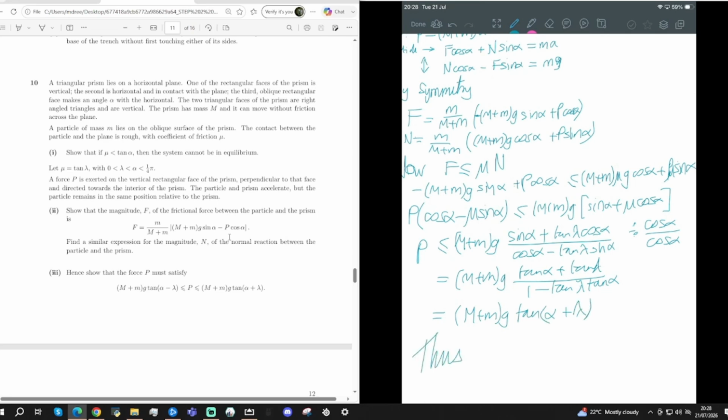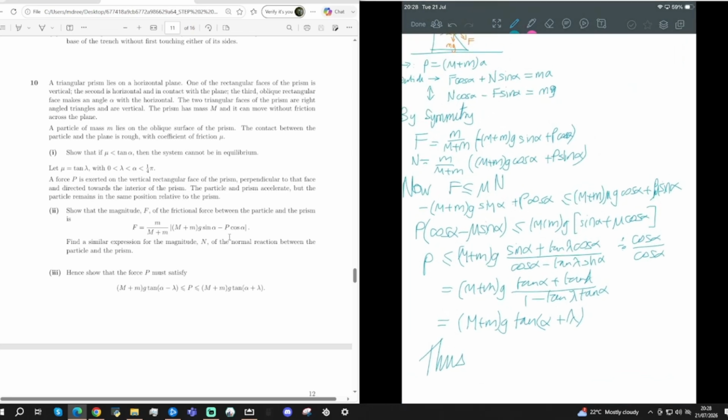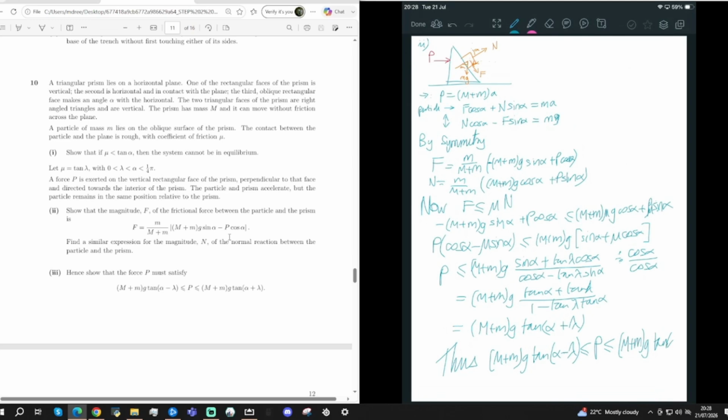Thus, we can write our conclusion. (M plus m) g tan of alpha minus lambda is less than or equal to P. That's what we got at the end of the last page. Is less than or equal to (M plus m) g tan of alpha plus lambda. Squeeze it in, as required.